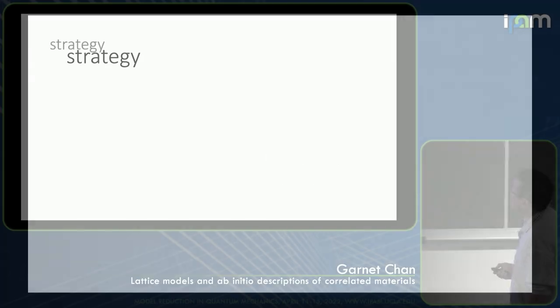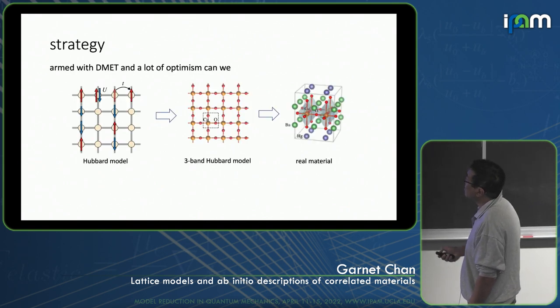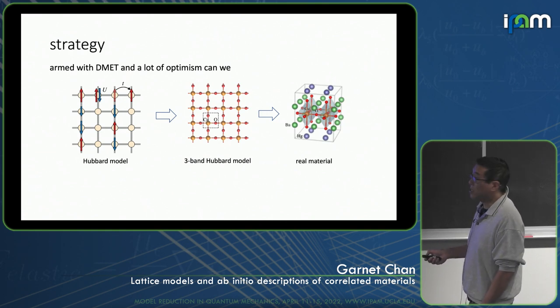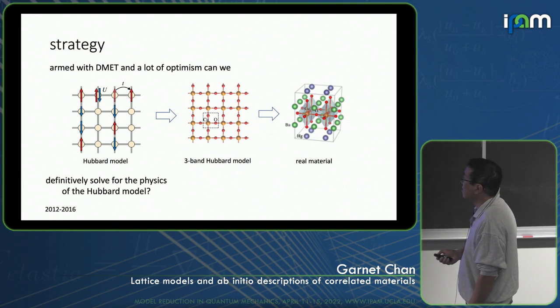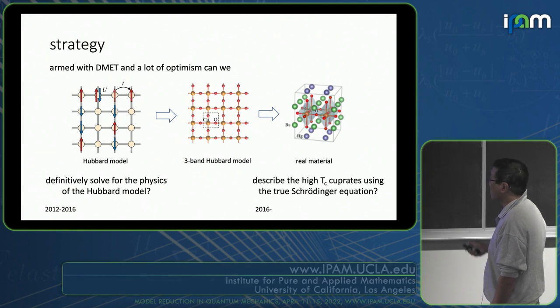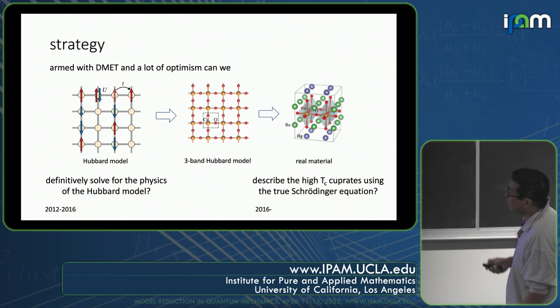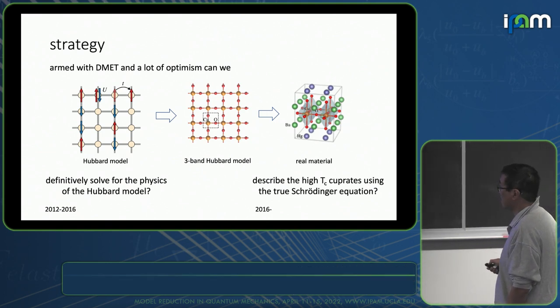So the strategy then, after developing this tool, armed with this tool and a lot of optimism, because these are very intractable problems, is to ask, can we actually make progress in understanding the physics of these things? The way that, in my group, the work has been divided up is that in the earlier years of the last decade, we primarily worked on the model. So we tried to resolve some of the physics of the Hubbard model. And in more recent years, we've tried to do these things for the ab initio. So I'll first say a little bit about the model results, and then I'll talk about the ab initio results.